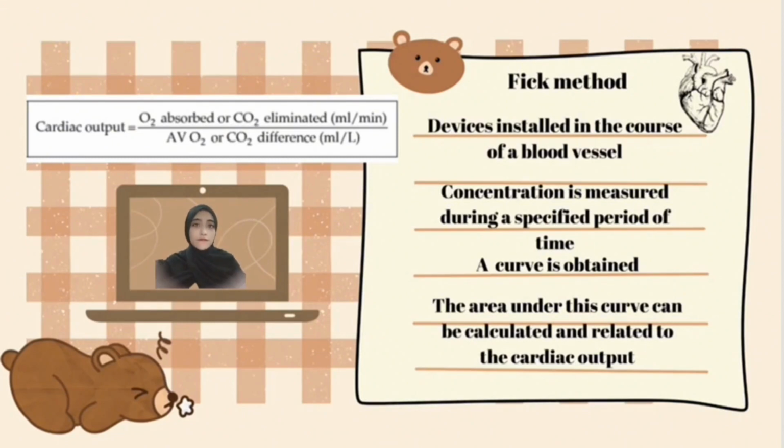The Fick method involves injecting a known quantity of a substance, for example a dye or gas, into the circulation. The substance then circulates in the blood and its concentration is measured during a specified period of time. By analyzing the dilution of the substance in the blood, a curve is obtained. The area under this curve can be calculated and related to the cardiac output. Essentially, it measures how quickly the substance is cleared from the blood, providing an indirect measure of cardiac output.